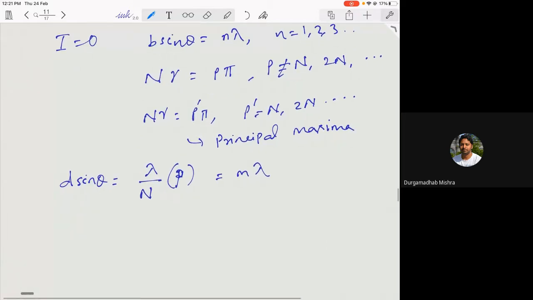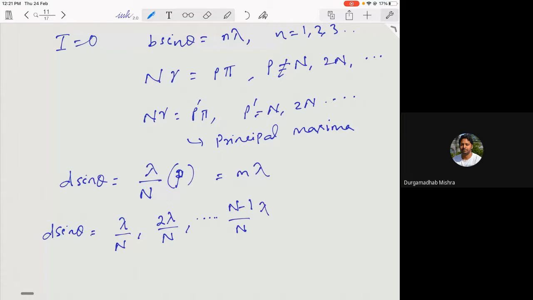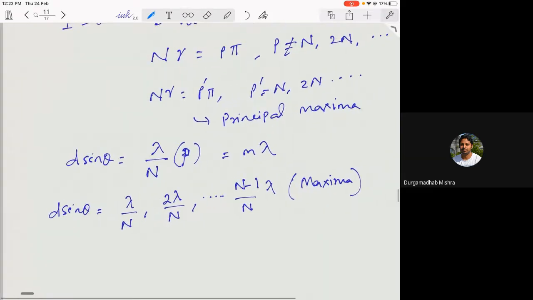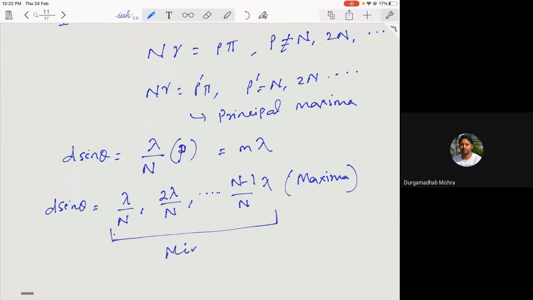So now if you look at this condition for maxima and minima, when d sinθ is equal to, let's say p is equal to 1, λ by N, that will be a minima. 2λ by N is also a minima. And then you go to (N minus 1) by N λ, that is a minima. But when p is equal to N, you have a maxima here. So these are all minima, the angles where the minima appear: λ by N, 2λ by N, up to (N minus 1) by N λ.